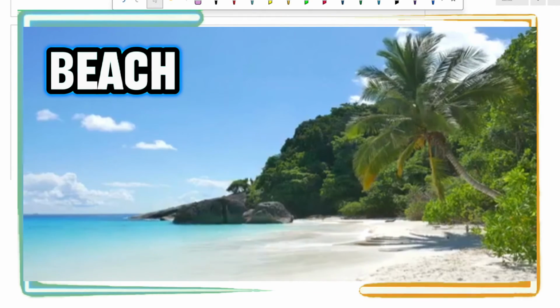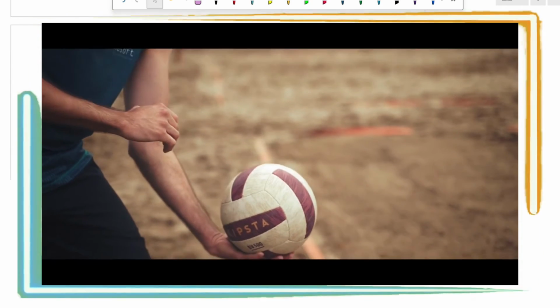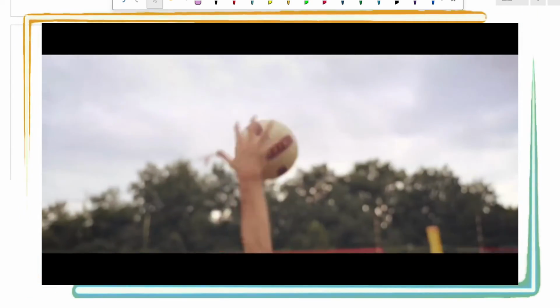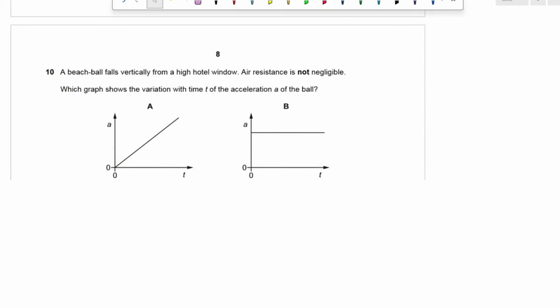So this is the beach, and at the beach we have a beach ball, which is going to fall from a high hotel window. So this is a very lucky person. They have gotten the opportunity to go to a beach. I've never been to a beach before, but I think it's a very fun experience. They're about to throw it off the window. They forget one thing: air resistance is not negligible.